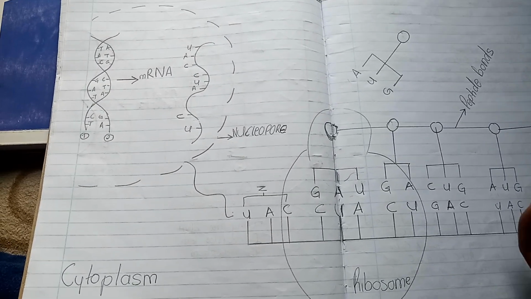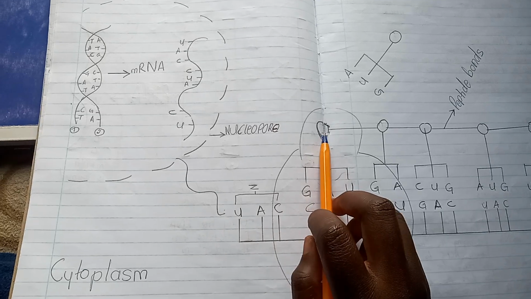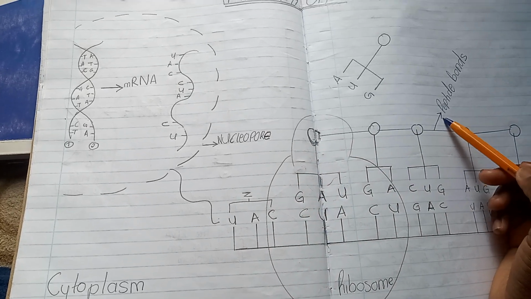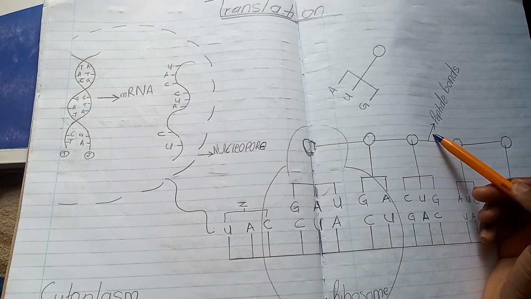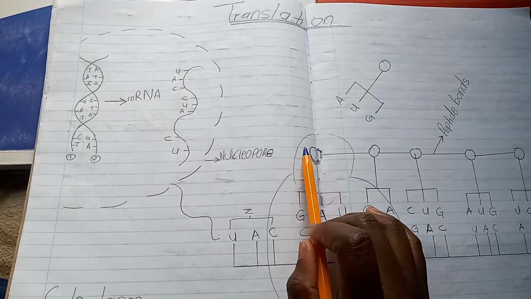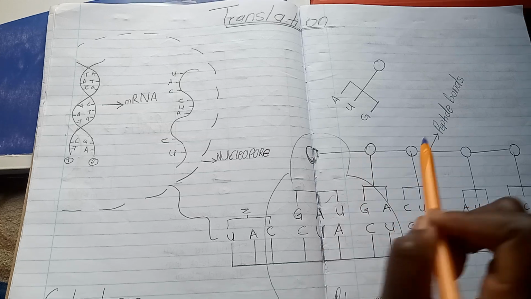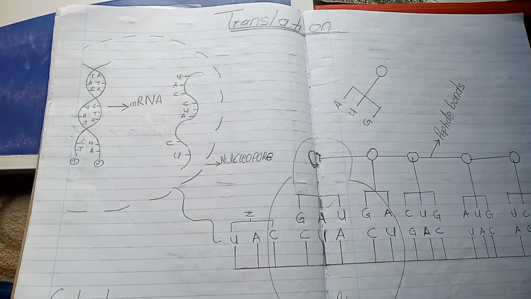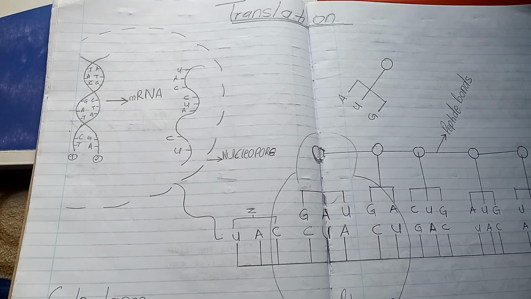And then the amino acids will become attached by the peptide bonds. Are we together? Then why are the amino acids attaching? Because we need them to be a block, a building, so that we may have the required protein.